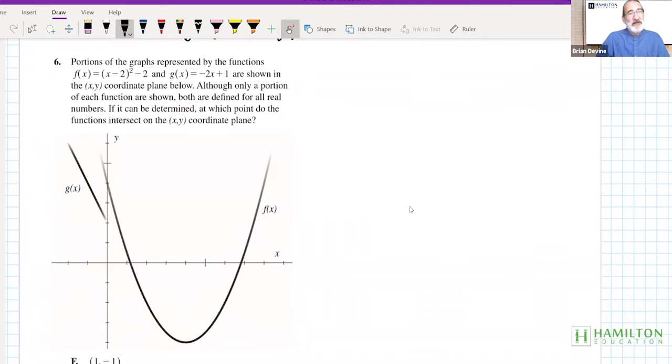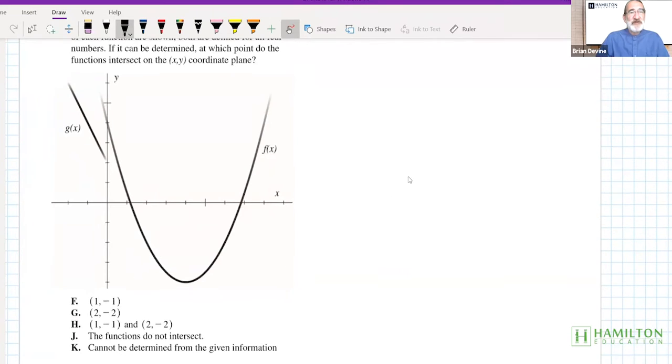For number 6, the portions of the graphs of (x minus 2) squared minus 2 and -2x plus 1 are shown below, although only a portion of each function is shown. And we want to know if it can be determined at what x, y point they intercept.